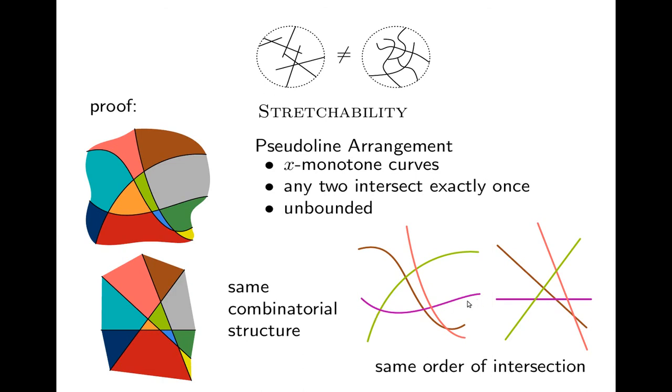So here, this purple line intersects green, brown, red, and here it also intersects green, brown, red. And it's easy to see that this information is the same. So if I know the order in which each pseudo-line intersects, then I also know the phase structure. And if I know the phase structure, I know in which order each line intersects. So these are the same. But today we will use this combinatorial information.